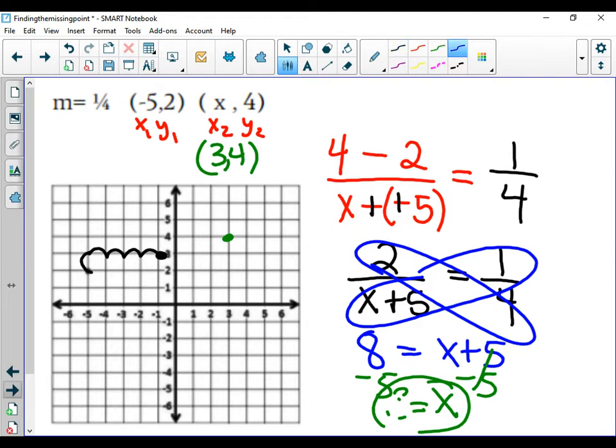Okay, let's try it again. I go up 1 over 4, 1, 2, 3, 4. So you see how those points all make up that line. Okay, let's do another one.